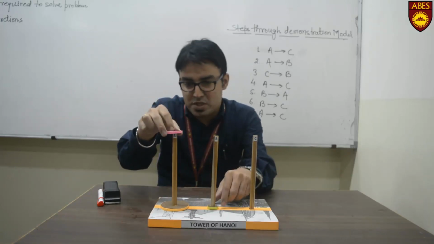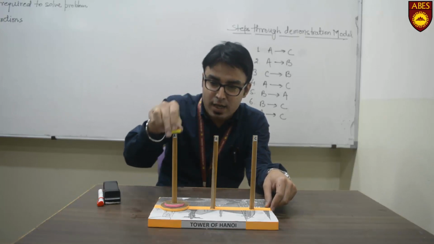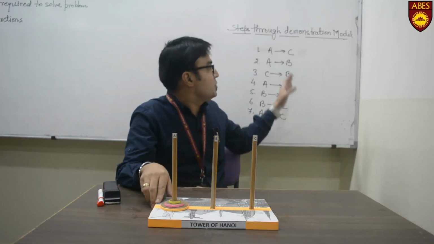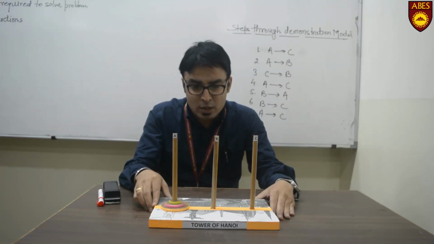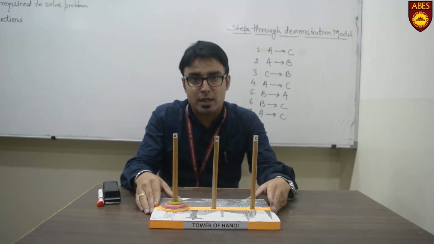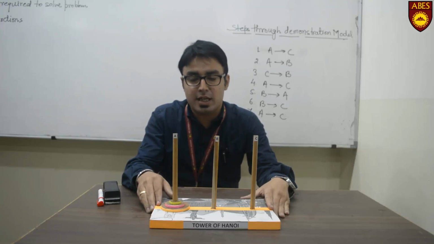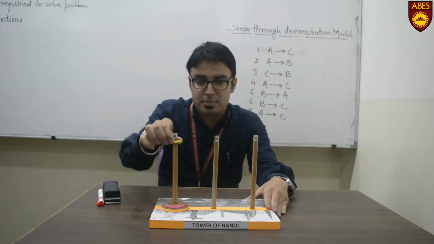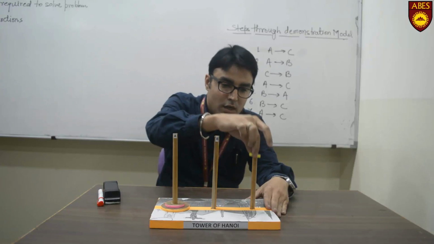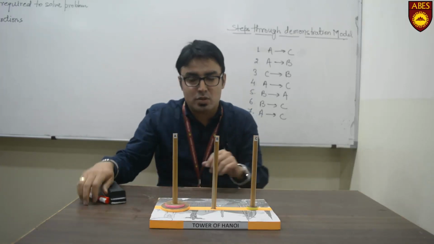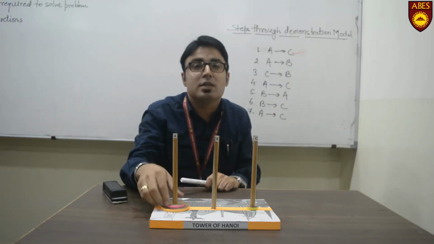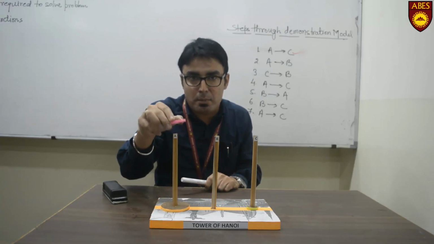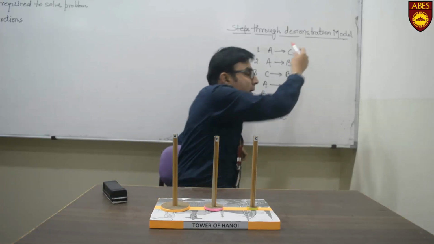So we are going to start the problem of Tower of Hanoi, and you can see on the board I have mentioned a few steps. We are going to follow those steps. As I told you, we have to transfer the same set from pole A to pole C. The first step is transferring this smaller disk from A to C. Now the second step is transferring this disk from pole A to pole B.